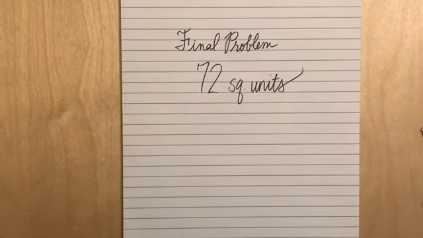All right, for your final problem, you guys are going to draw all the rectangles that you can that equal 72 square units. Please draw your side lengths and check them off as you go. We will see how you guys do, and we'll see you tomorrow.